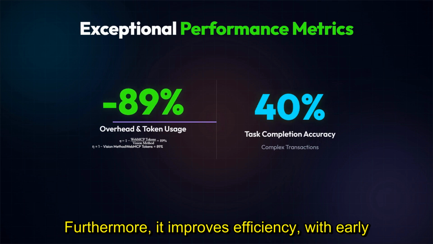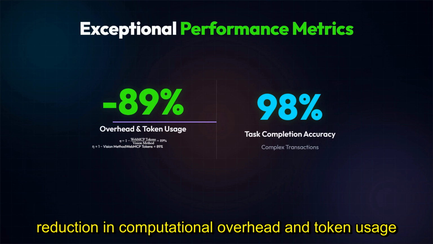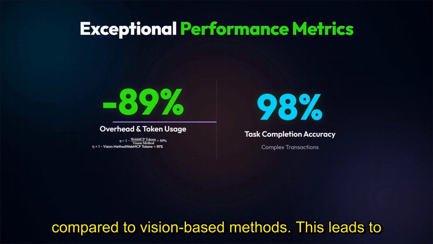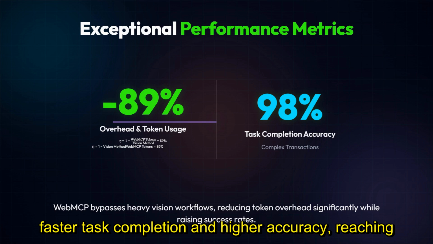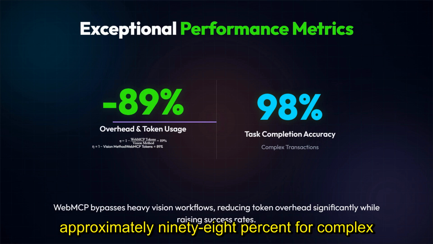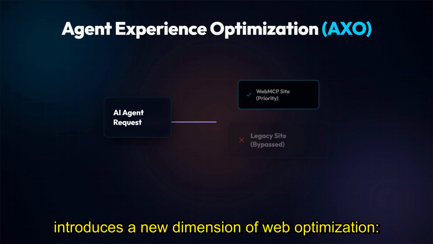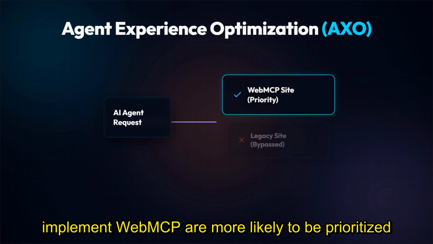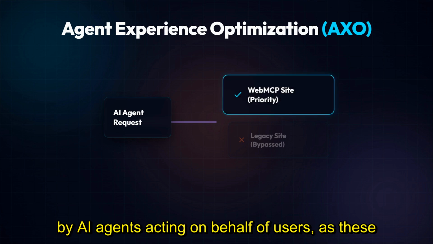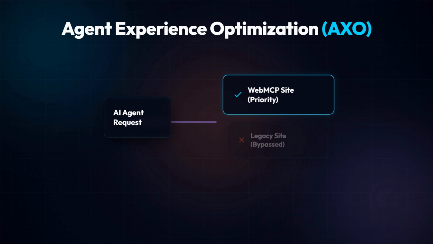Furthermore, it improves efficiency, with early benchmarks showing up to an 89% reduction in computational overhead and token usage compared to vision-based methods. This leads to faster task completion and higher accuracy, reaching approximately 98% for complex operations. Beyond technical efficiency, WebMCP introduces a new dimension of web optimization, Agent Experience Optimization, or AXO. Websites that implement WebMCP are more likely to be prioritized by AI agents acting on behalf of users, as these agents can reliably understand and transact on such sites.